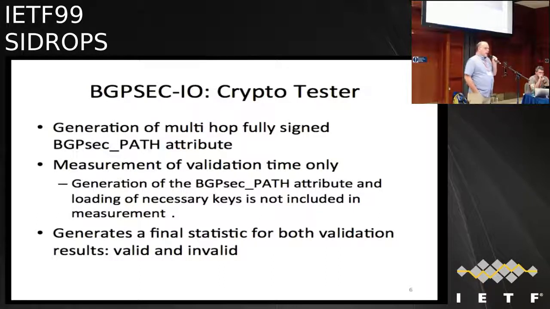Then the crypto tester we have, as I said, we have our crypto engine where we only need the BGPSec path attribute. We don't need the whole update with community strings and so forth. If you implement the crypto API and you create a plugin, you basically can test this plugin against lots of traffic as well. Next slide.